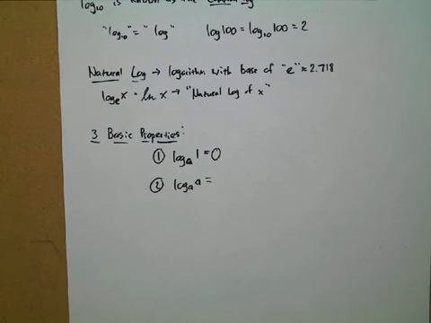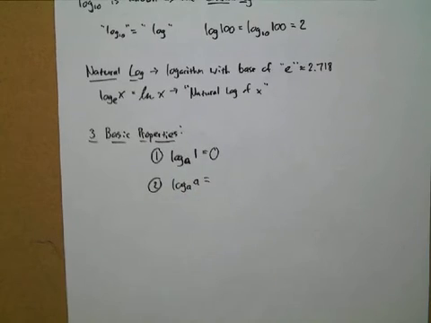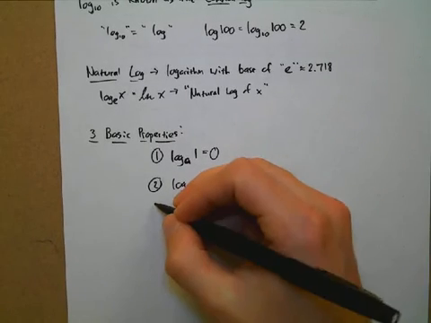And then one other property here. Log base a of a to the x will always yield us what? A to what power gives us a to the x? Yeah, x.